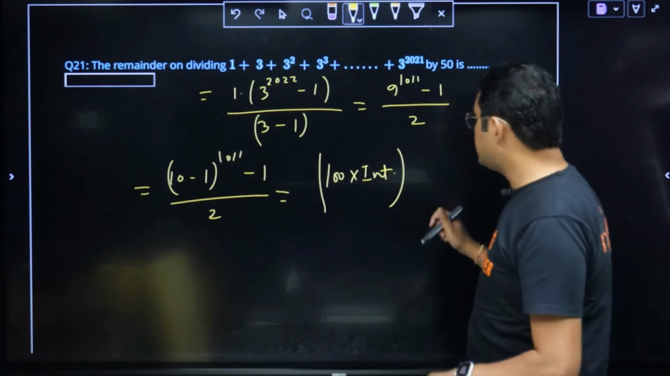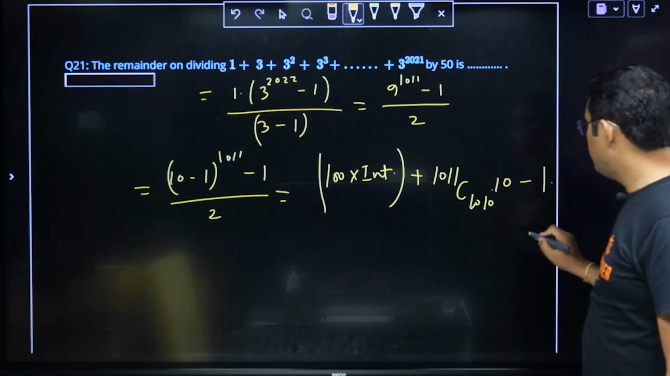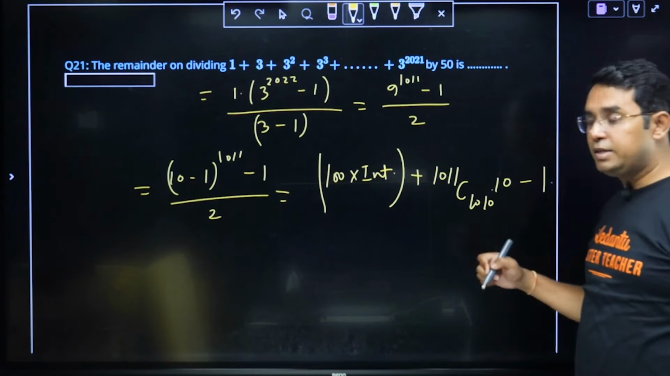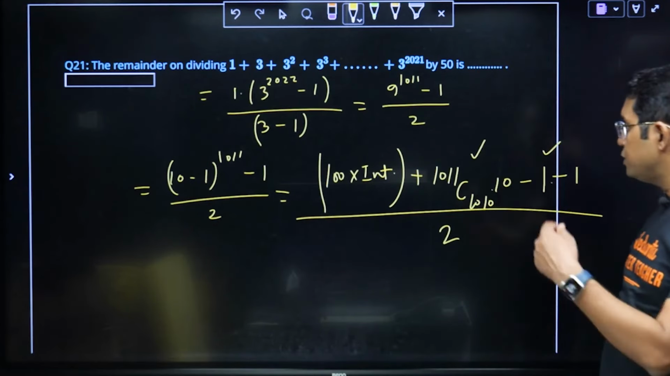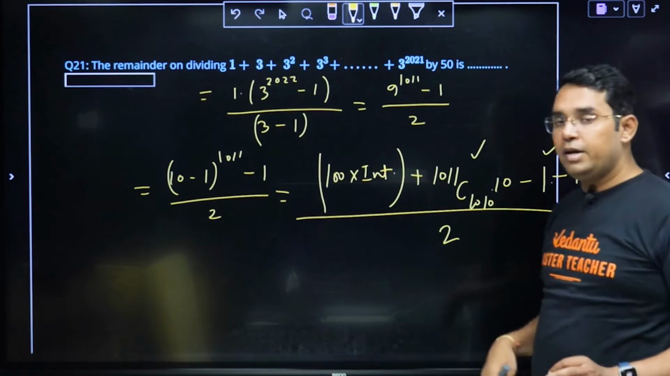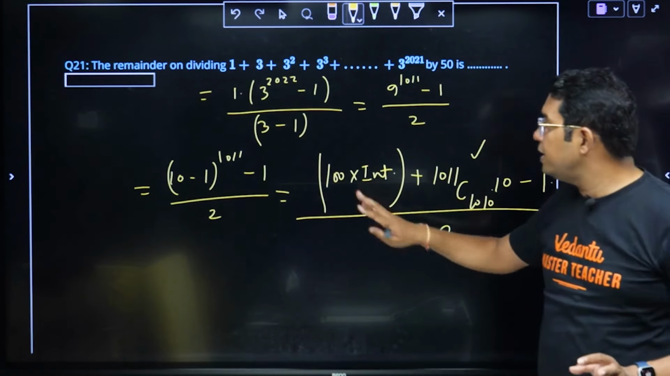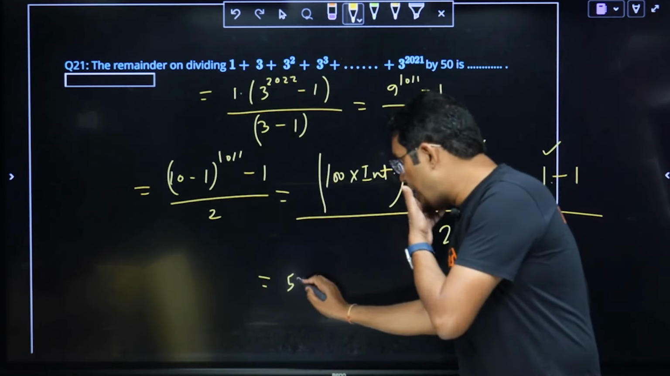Second last would be with plus sign, 1011 C 1010 into 10, and the last term would be minus 1. Maybe you can write 1011 C 1011 also, but that is equal to 1, minus 1, and divided by 2. This is the last term of this binomial expansion, this is the second last term, and this is the sum of all the terms before that. There you will be having at least 2 power on 10. That's why I have written it as 100 into integer. Now if you divide by 2, you will be getting 50 into integer.